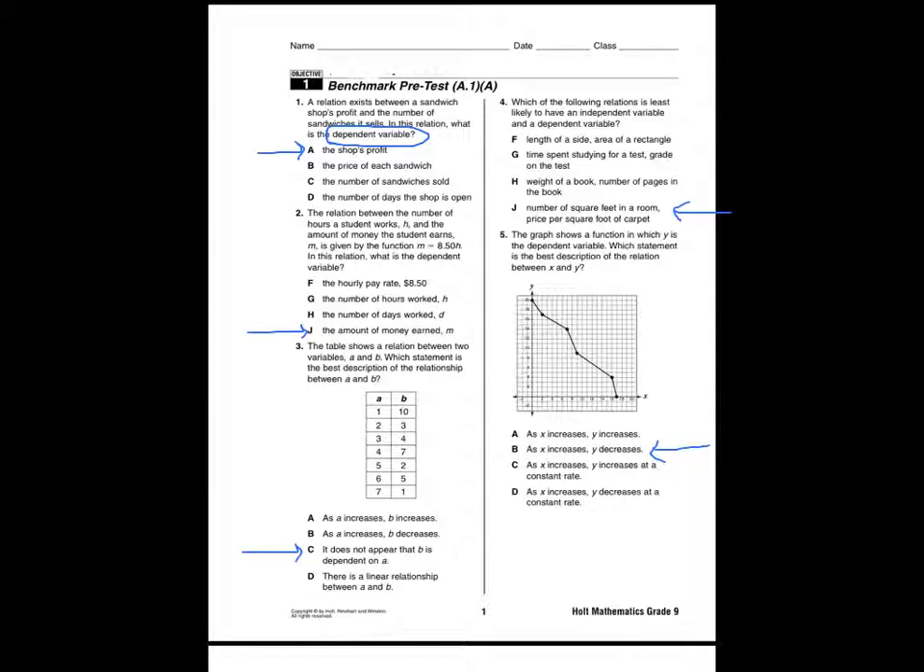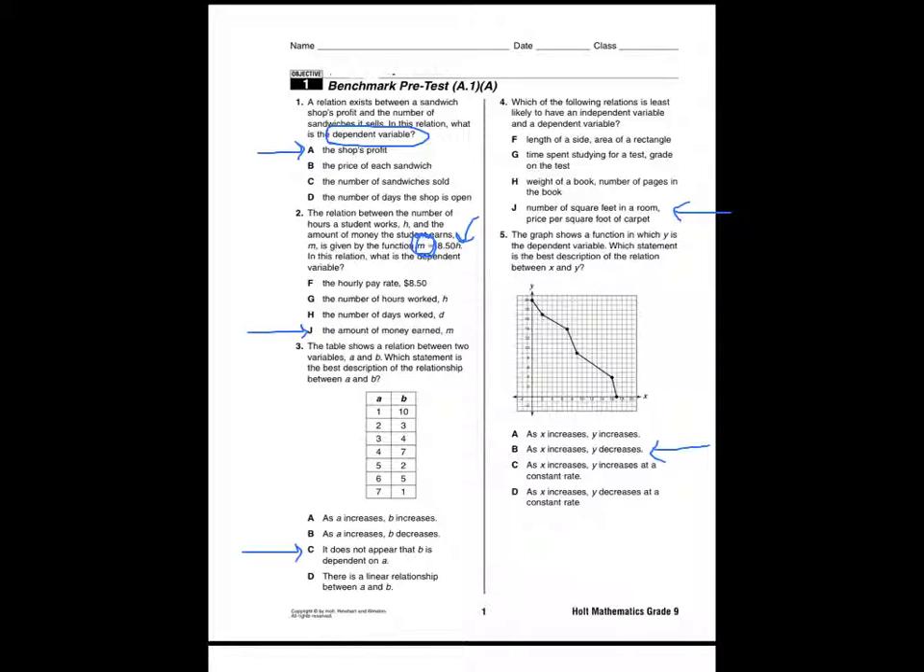If you look at number 2, once again, it's asking for your dependent variable, but this time it gives you an equation, which is nice because you can visually see you input values for H and your output would be M. In this particular problem, the M represents the money the student earns, which is our correct answer.